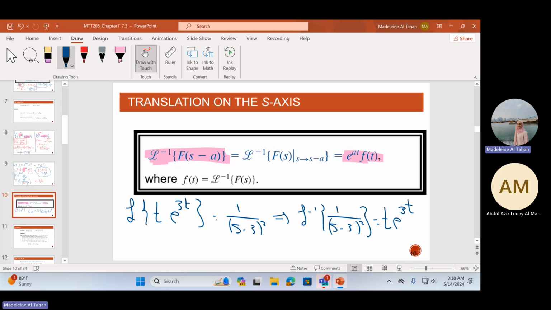If I did not make this one, how can I know immediately by seeing this that this is t e^(3t)? Remove the negative 3. It comes as what? 1 over s squared. The Laplace inverse of 1 over s squared is what? t. But here I have minus 3. It means that a is equal to what? So I will multiply it by e^(3t).